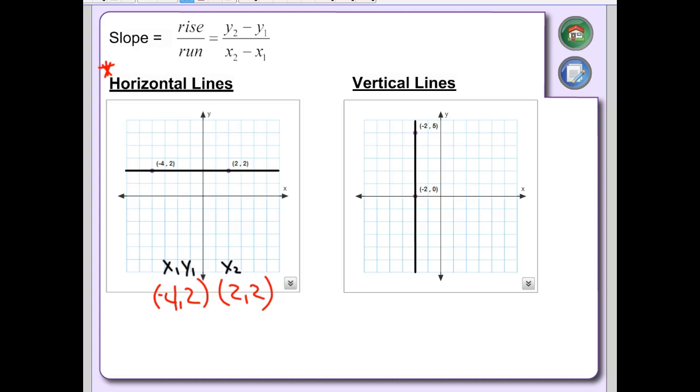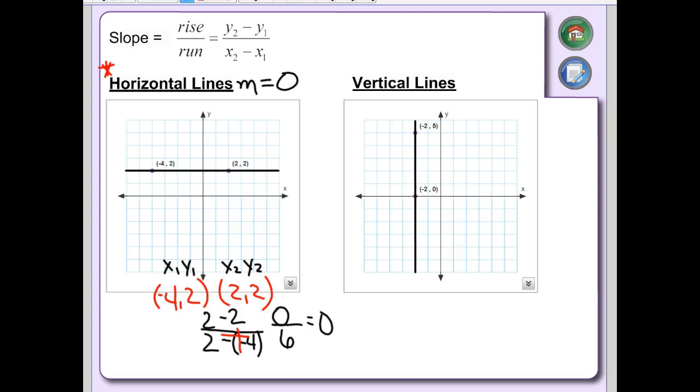This is going to be x2, y2. So the change in y's would be 2 minus 2, over my change in x's, which would be 2 minus negative 4. So 2 minus 2 is what? 0. 2 minus negative 4, did you see my sleeping man there? Can you wake him up? So this is going to be 0 over 6. Now, what is 0 over 6? Yes, that is 0. So for horizontal lines, my slope is 0.